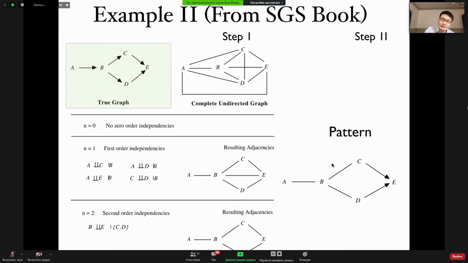And then a quick question. This is the pattern. How many graphs, directed acyclic graphs, can be represented by this pattern? We know right here direction can go this way or this way. And right here can go this way or that way, and so on. So in total, how many directed acyclic graphs can be represented by this pattern?